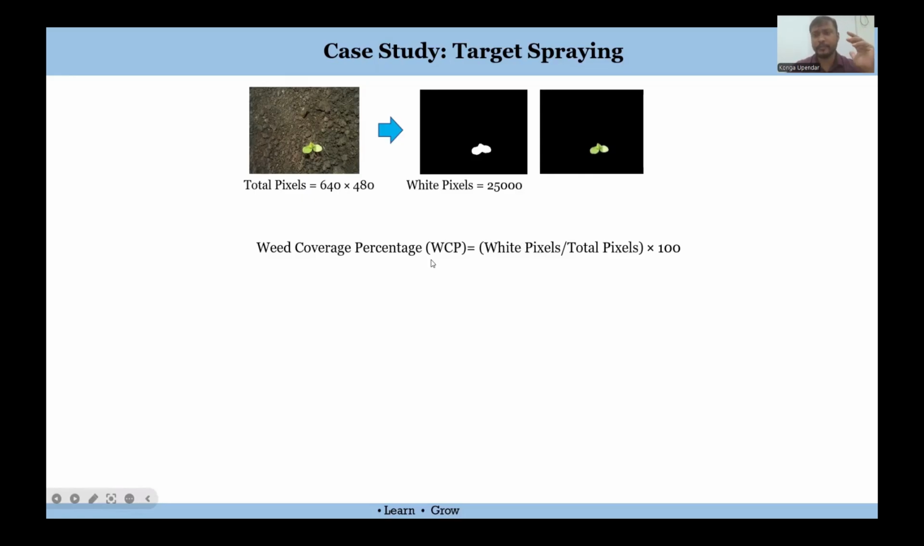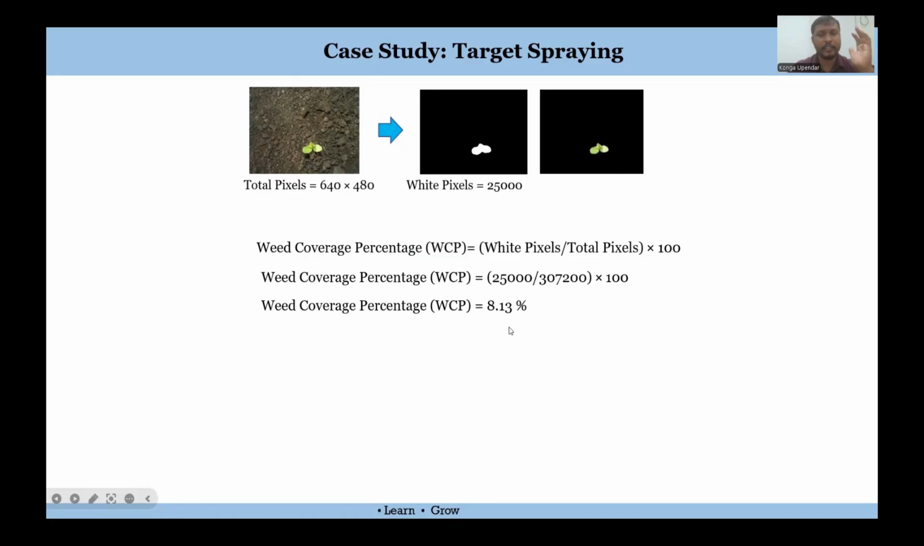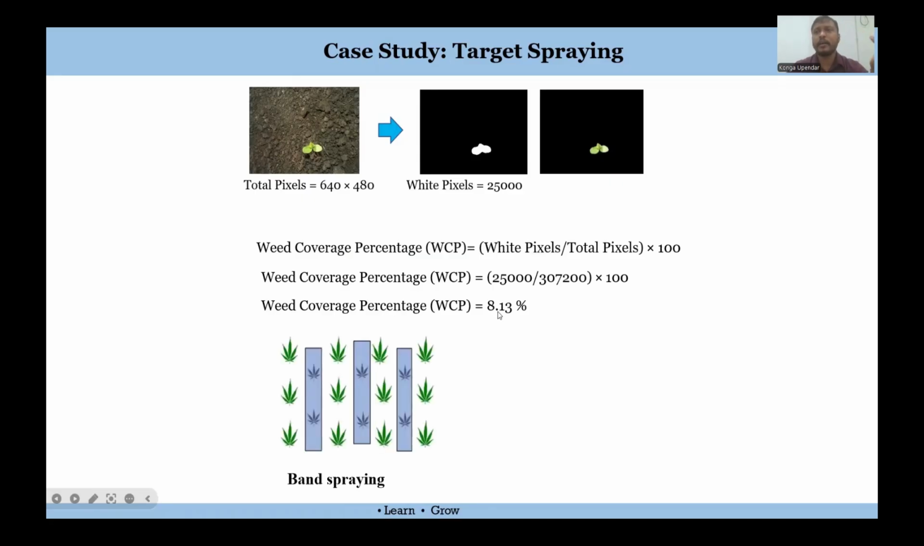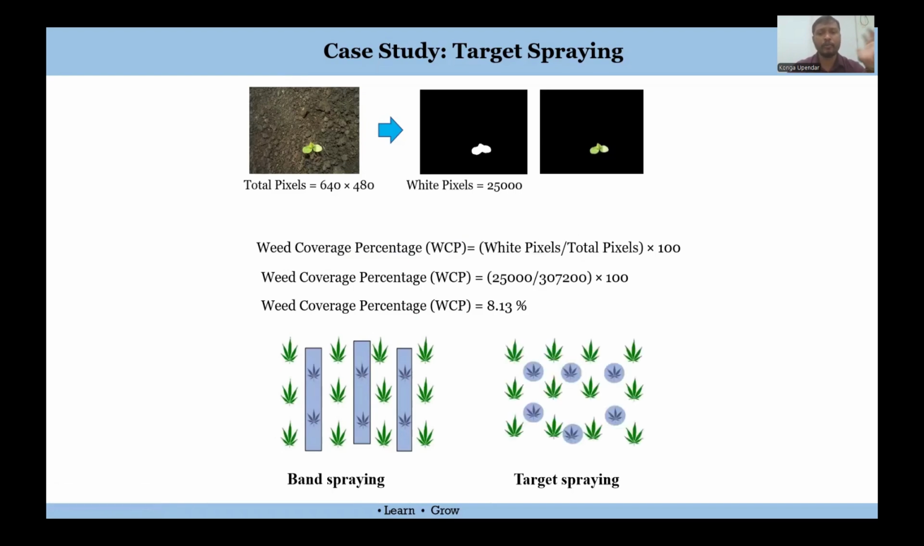How do we calculate the weed coverage percentage? We know the white pixels and we know the total pixels, 640 by 480, so we can calculate the weed coverage percentage. With the help of this, we can activate the solenoid valve, or the proportional control valve. In agriculture, we want to stop band spraying and move to target spraying. With image processing and some hardware, like a solenoid valve, we can go for site-specific application. We can put a logic here: if weed coverage percent is greater than 5, we spray, or else no spray.